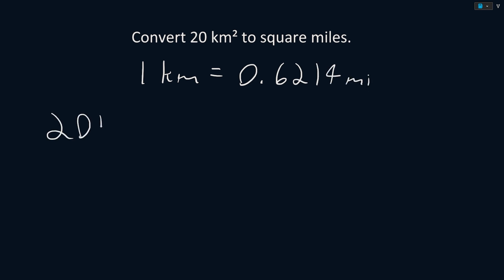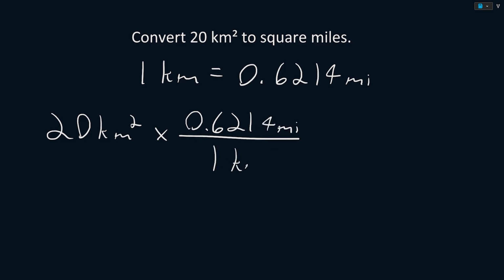Convert 20 squared kilometers into square miles. First, we need to understand the relationship between kilometers and miles. This is that 1 kilometer is equivalent to 0.6214 miles. So to convert from 20 squared kilometers into squared miles, we need to multiply through our conversion factor of 0.6214 miles for every 1 kilometer. And because the kilometers are squared, we need to also square our conversion factor.